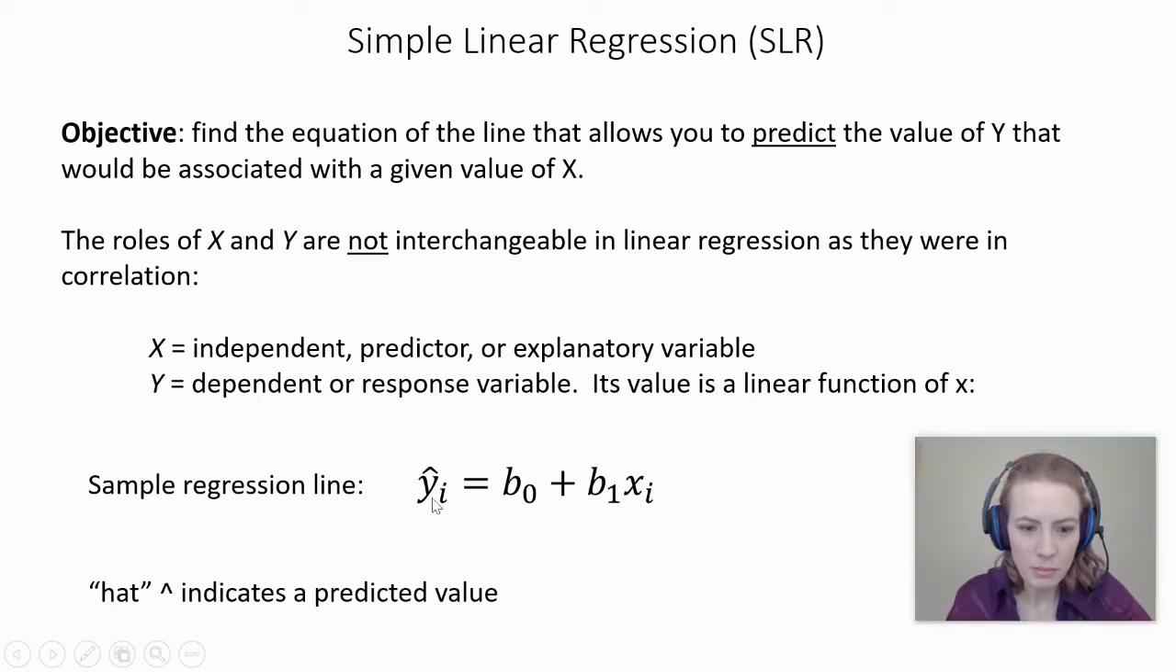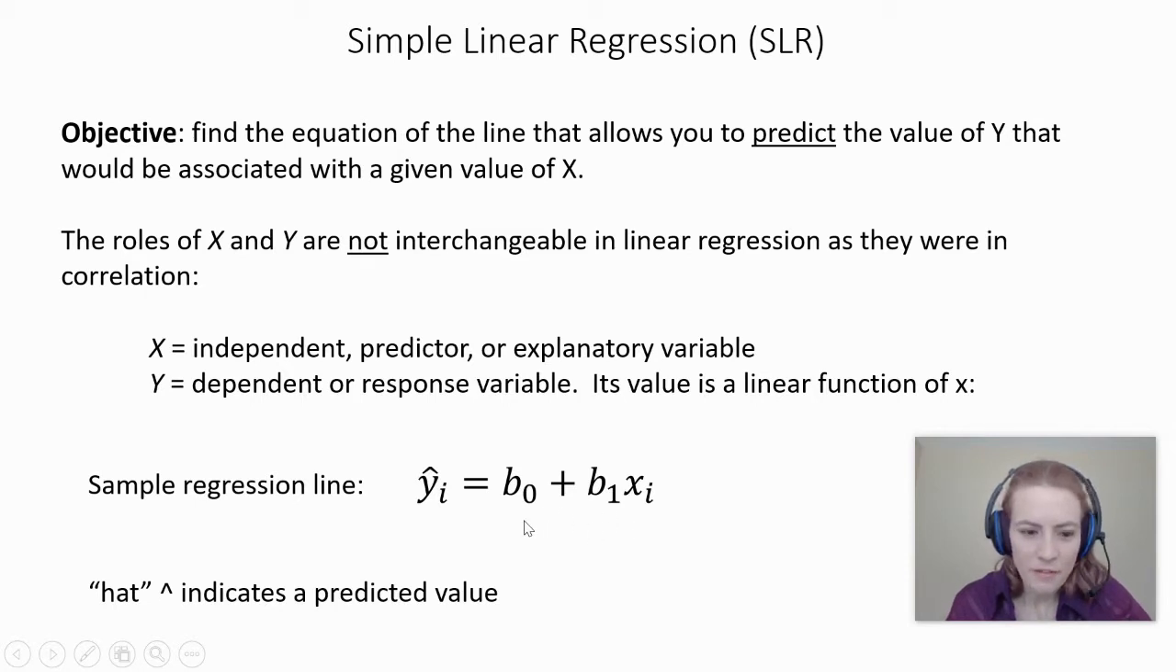So our sample regression line is going to predict y. So you see the y here in the equation has a little hat on it. It also has a subscript i, indicating that that is the specific prediction associated with a particular value of x. All right, so when we plug in x here, we get a prediction: at that x, what do we expect y to be?